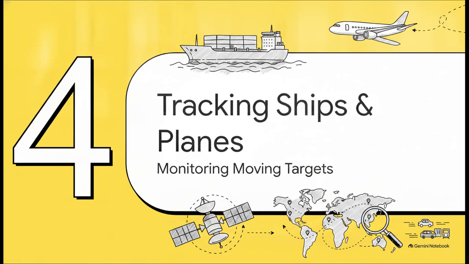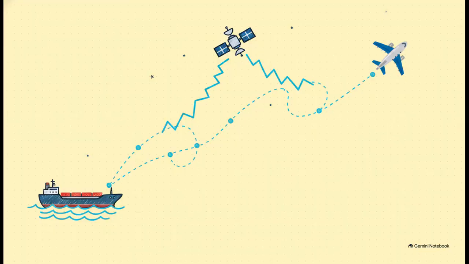Which brings us to part 4, tracking ships and planes. How do we monitor moving targets? Even though they operate in completely different domains, these massive vehicles actually broadcast their historical tracks for us to find. For maritime ships, they use the Automatic Identification System, or AIS. This transmits position, speed, and heading, which is absolutely perfect for spotting things like illegal fishing. For aviation, it's ADS-B, which broadcasts a plane's altitude, speed, and route using satellite navigation.